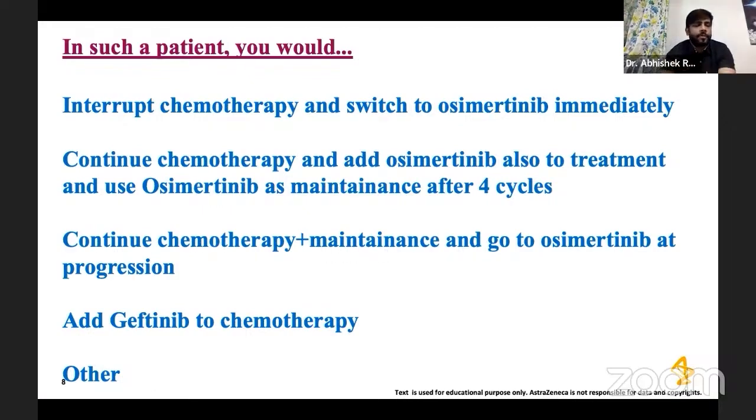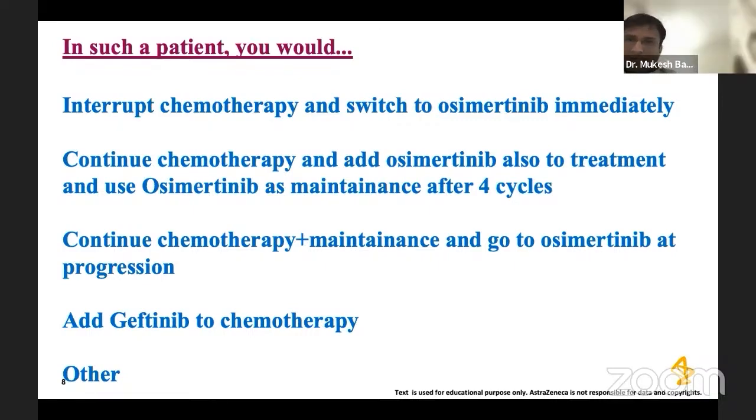So what is the practice here? Dr. Mukesh can take this question. What will you do? Will you interrupt the chemotherapy and switch to osimertinib immediately, or will you continue chemo and add osimertinib also to the treatment and use osimertinib as maintenance after 4 cycles, or maybe you continue chemotherapy and maintenance pemetrexed followed by osimertinib? So what is your choice here?